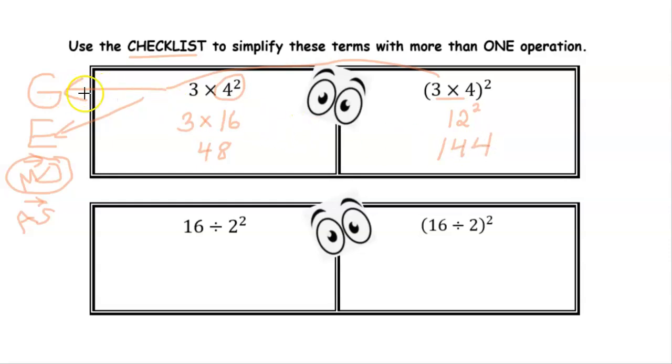If you don't use your checklist and you think you can multiply these and then square, and that's equivalent to squaring first and multiplying second, it's not.